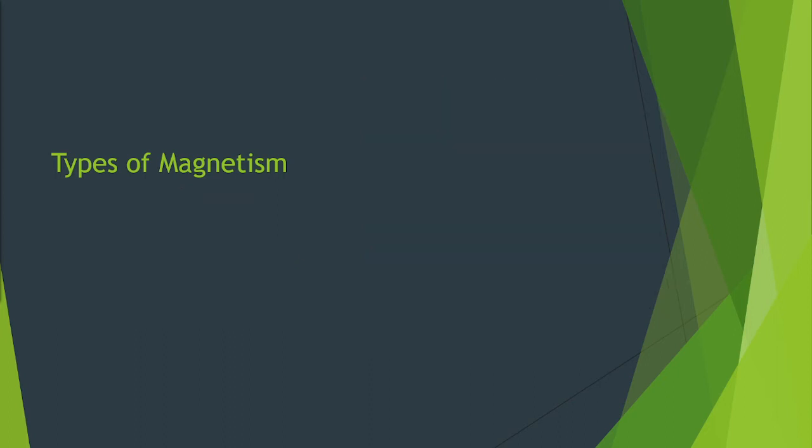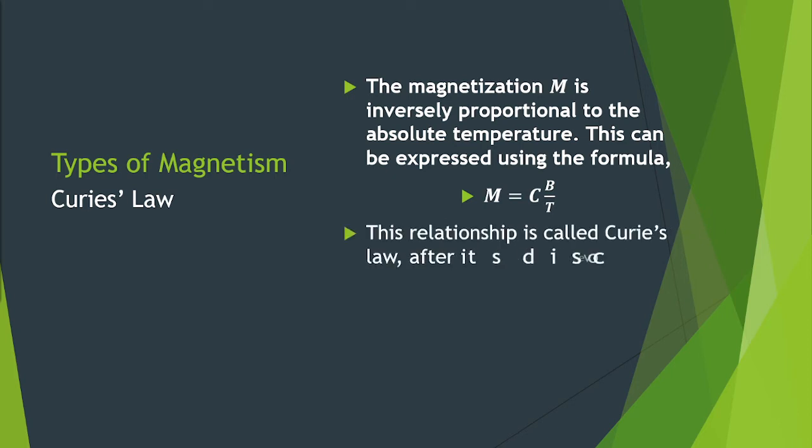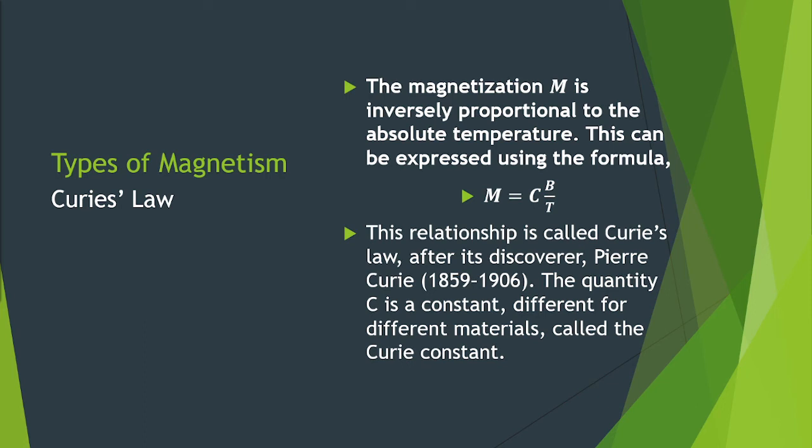The law relating temperature to magnetism is called Curie's law. It is described as follows: the magnetization M is inversely proportional to the absolute temperature. This can be expressed using the formula M is equal to C times B over T. This relationship is called Curie's law, after its discoverer, Pierre Curie, 1859 to 1906. The quantity C is a constant, different for different materials, called the Curie constant.